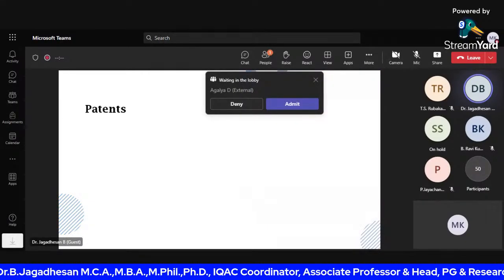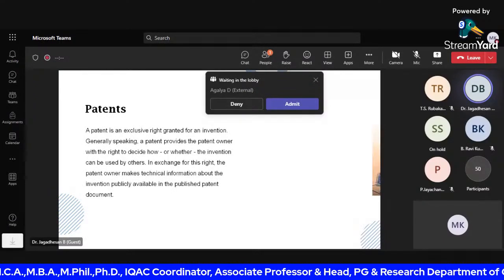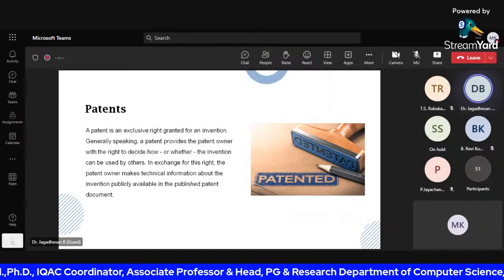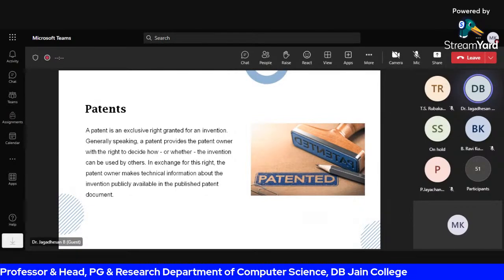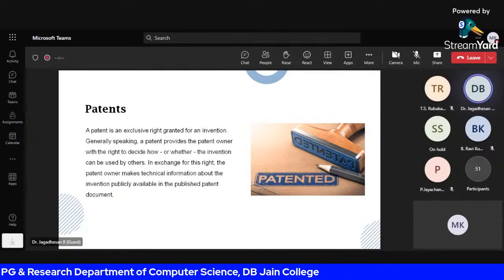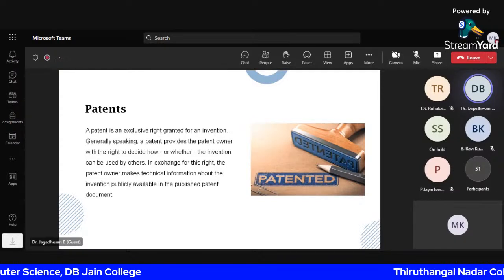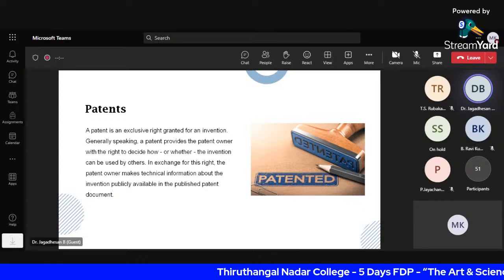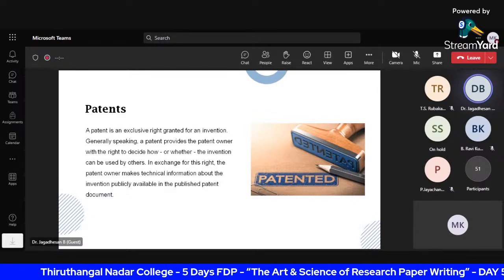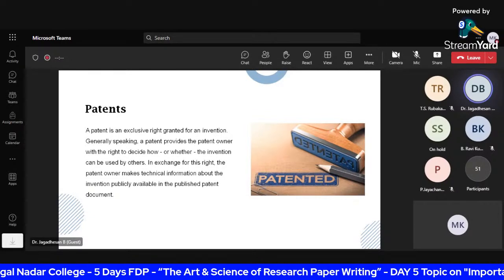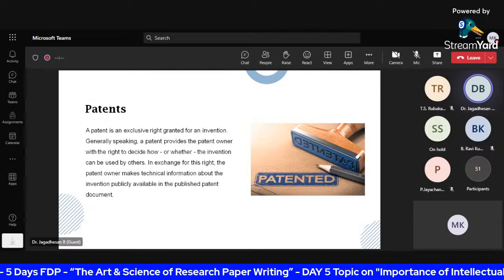The next one is patent rights. A patent is an exclusive right granted for innovation. Generally speaking, a patent provides the patent owner the right to decide how or whether the invention can be used by others. In exchange for this right, the patent owner makes technical information about the invention publicly available in the published patent documents.